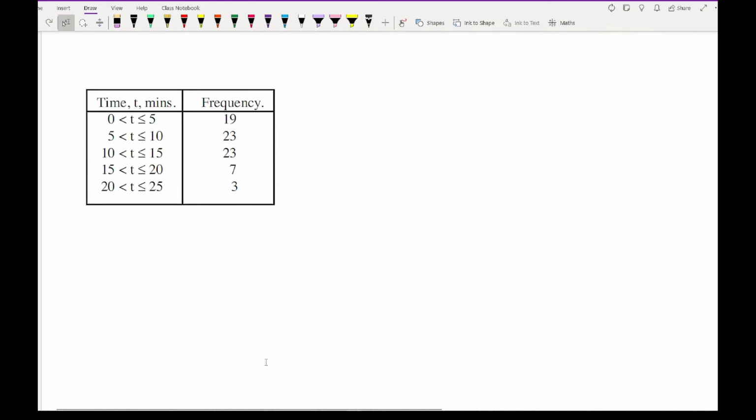So let's have a look at our next example. Again, first thing we want to do is work out the total frequency. In this case, we add these numbers up. So 19 plus 23 plus 23 plus 7 plus 3 is 75. So first thing we do is 75 divided by 2. We want to find the median, which is 37.5. And we round that up, so we want to find the 38th person.